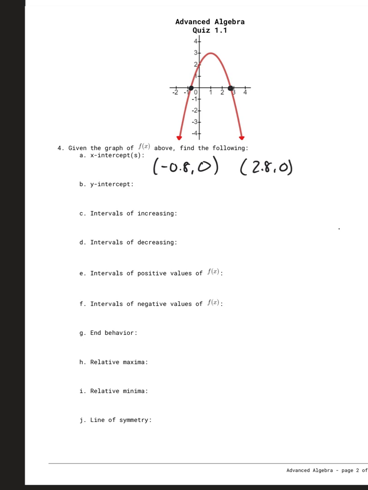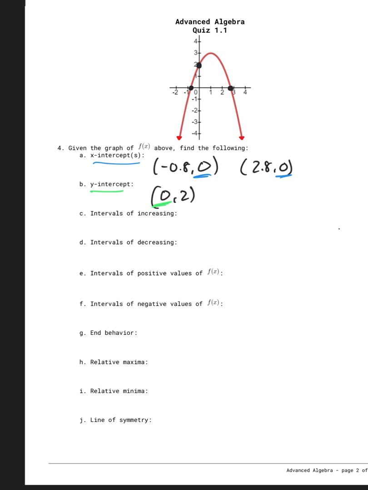Okay, y-intercept, where do we cross the y-axis? X is 0, y is 2. Remember, for x-intercepts, it's when the y value is equal to 0. And for the y-intercept, it's when the x value is equal to 0.